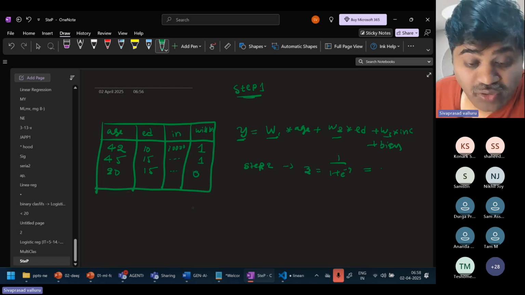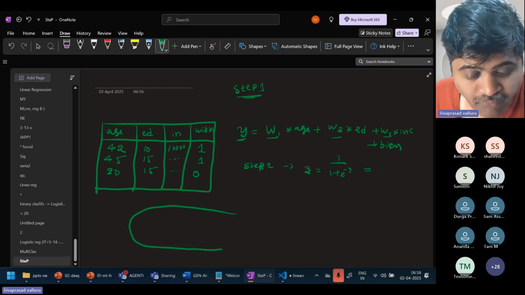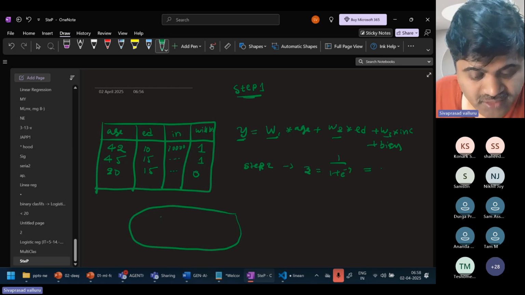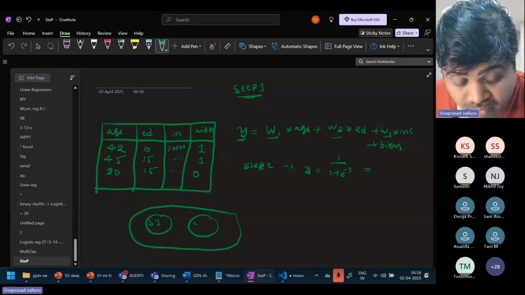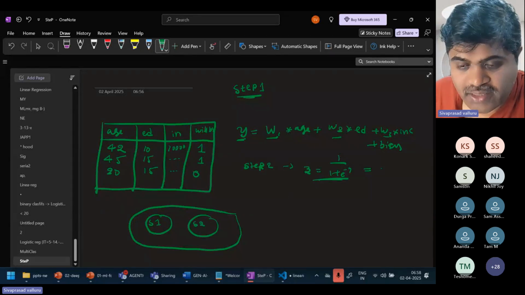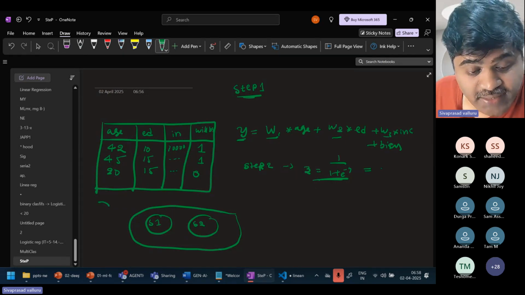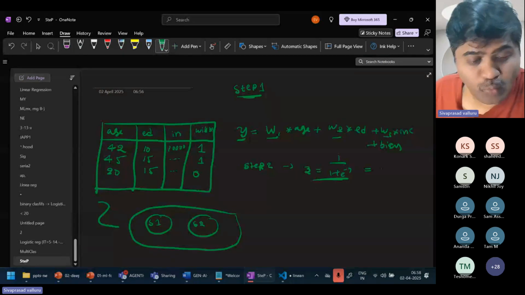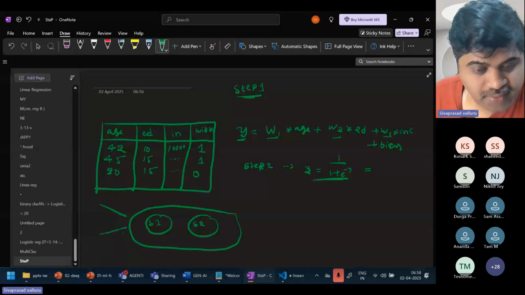Now, you have to think of logistic regression as a block of 2 steps. This is step 1, which is nothing but calculating y, and step 2, which is nothing but applying this function or applying this formula. You can think of logistic regression as this big block. Now what? We have to pass age, education, and income as three features.